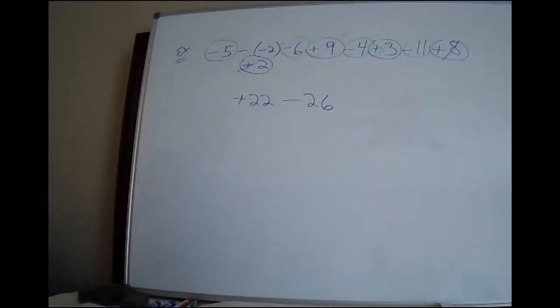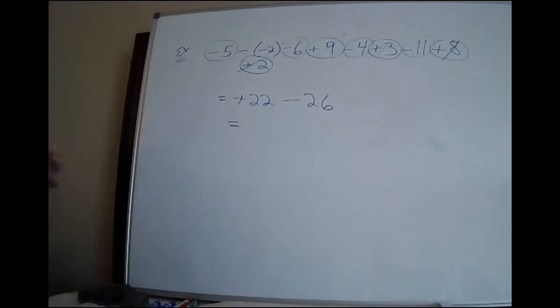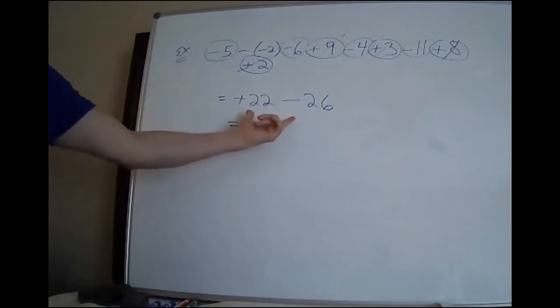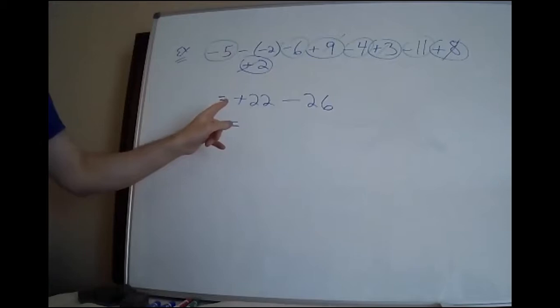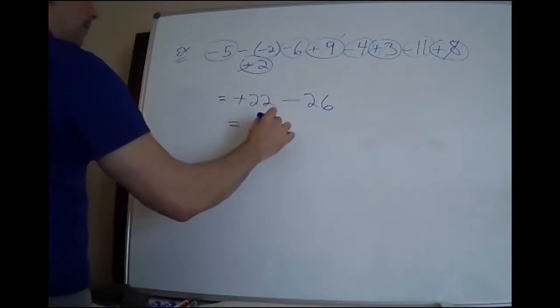You'll check this on your calculator, but I don't want you using one right now. I want to make sure you can do all this. So what do I do now? Signs are different. I subtract these numbers. I need the difference between 26 and 22. Well, they're apart by 4. And I keep the sign of the bigger one.